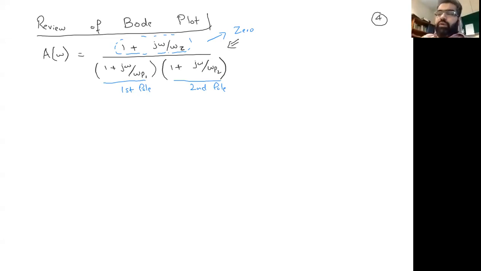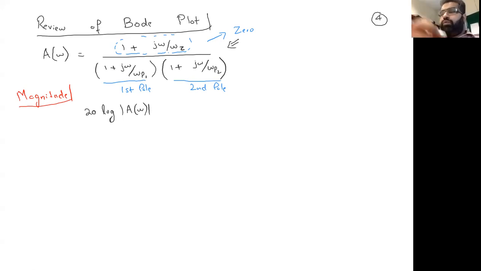But we are concerned about the magnitude response first. Again, we will do the phase too, but let's start with the easier thing, which is the magnitude plot. So if we talk about magnitude, we will take 20 log, just to convert into dB, of the mod values of A times omega. This means we are taking the magnitude response. If I want to draw this, I am taking individually 20 log of 1 plus j omega over omega z.